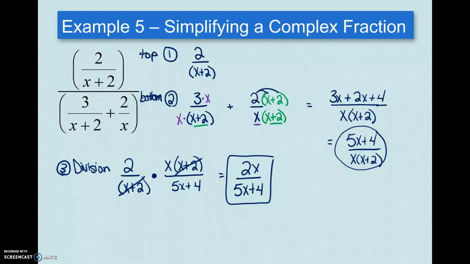So simplifying complex fractions are really just doing 3 problems in one. Simplify the top, simplify the bottom, and then do a division problem.